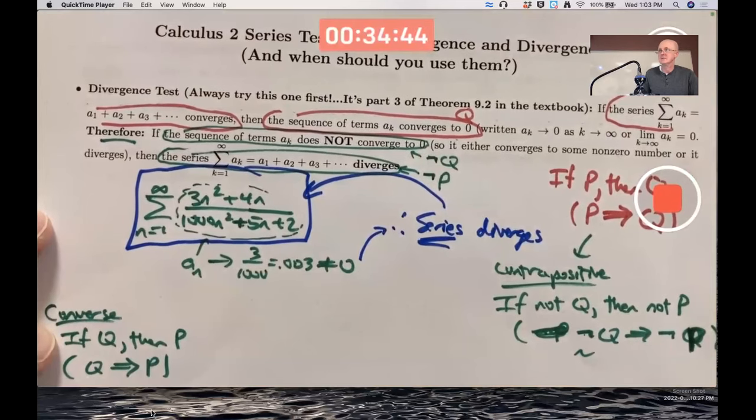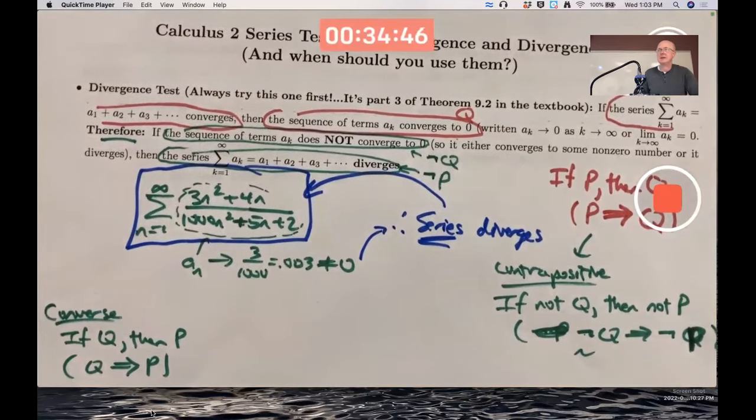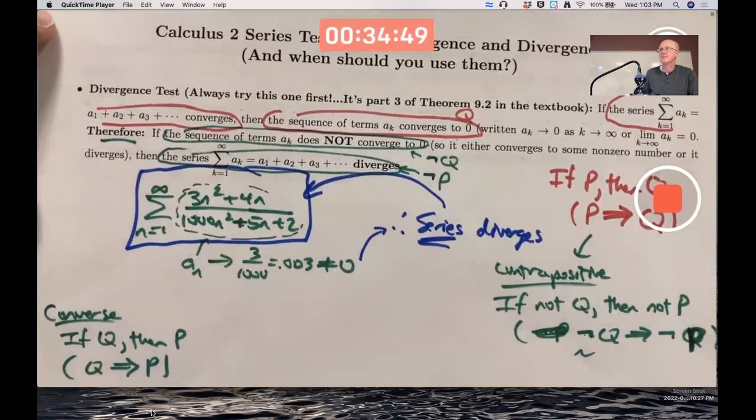Harmonic series. Or in fact, any p-series where p is less than or equal to 1 and bigger than 0. The terms go to 0, but the series diverges. The harmonic series diverges.